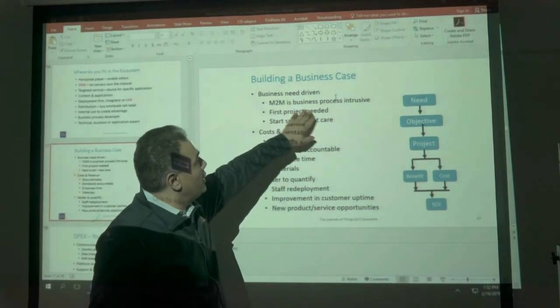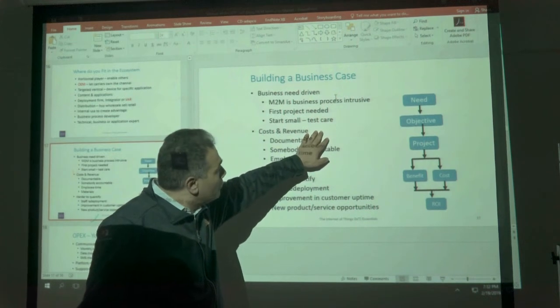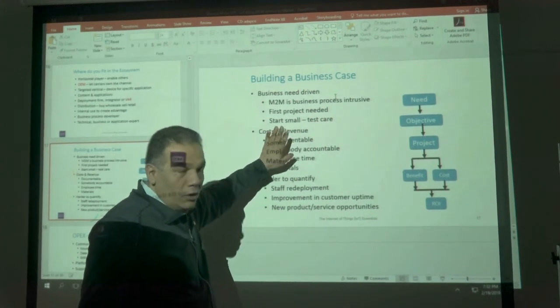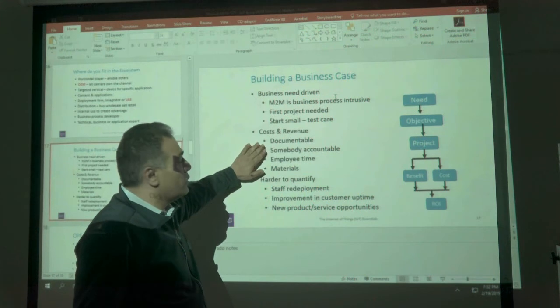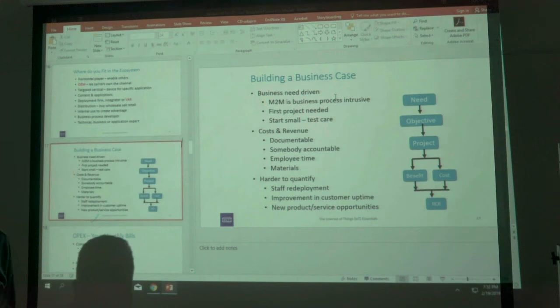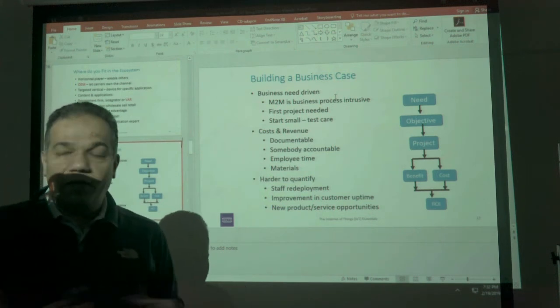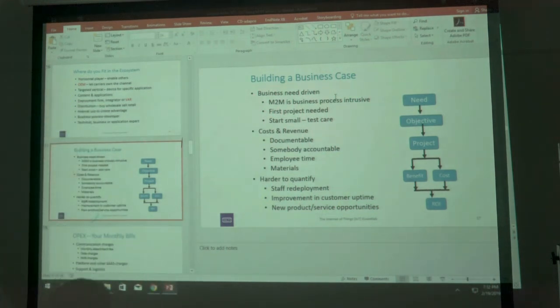So you have to know the business need driven. The IoT is business intrusive. First, a project needed, start small, test, and grow. Cost and revenue have to be documentable. Don't be like my great grandfather, everything in his brain. That's why every trade he entered, he lost, or it did not make money. So everything has to be documentable because there are so many things that you have to pay for, whether small or big, and sometimes you underestimate them. Like we mentioned, for example, support. If you underestimate the support that you need after that, you go bankrupt.